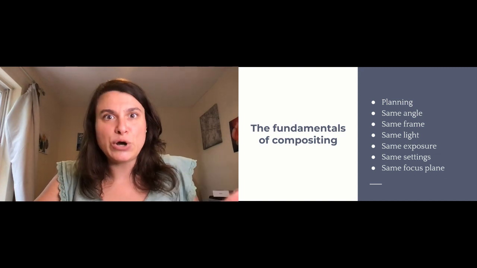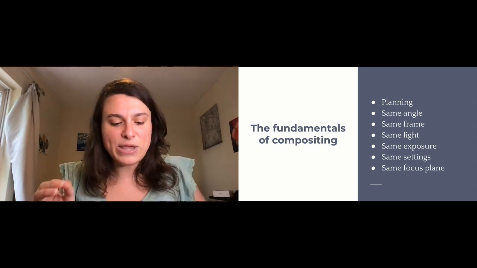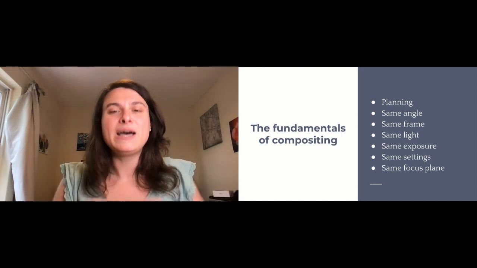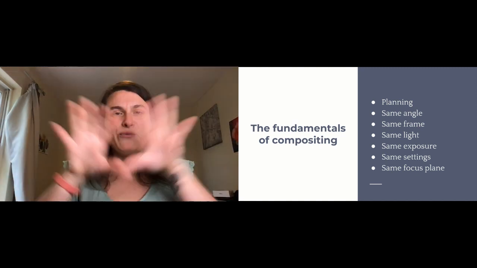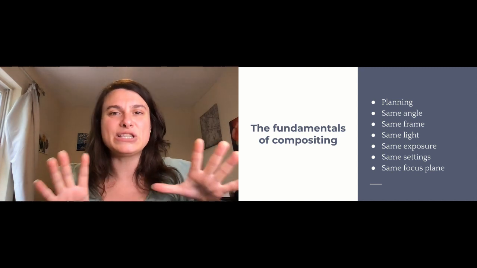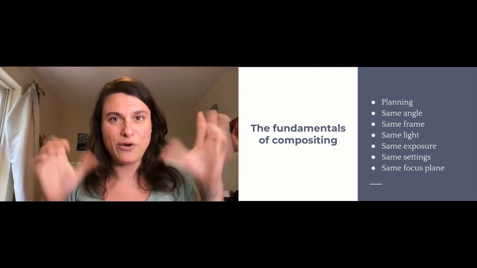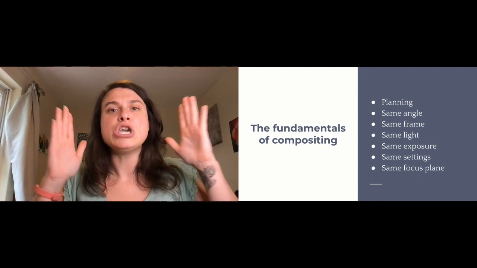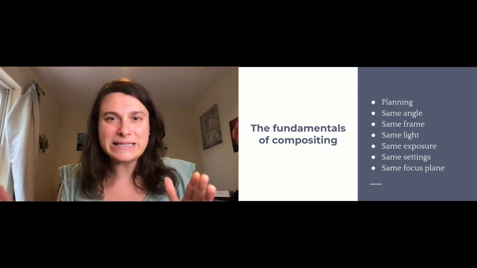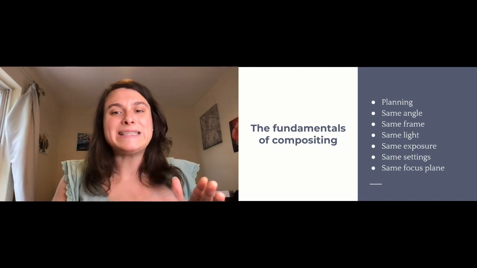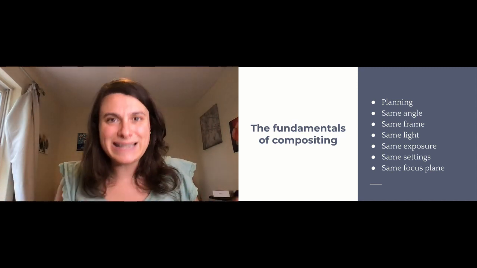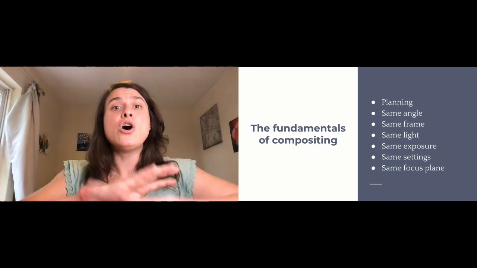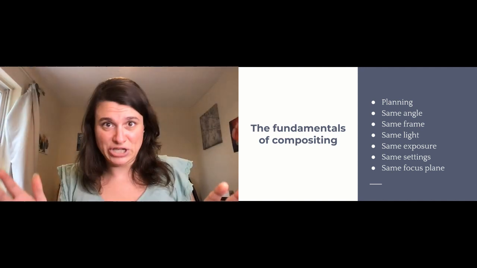Also, you need to know that when you do compositing, the least amount of movement in your scene and with your equipment, the easier it's going to make your compositing, because you need to shoot on a sturdy tripod. You need to have a consistent angle, a consistent frame, a consistent light, consistent exposure, and consistent settings throughout all of your images.